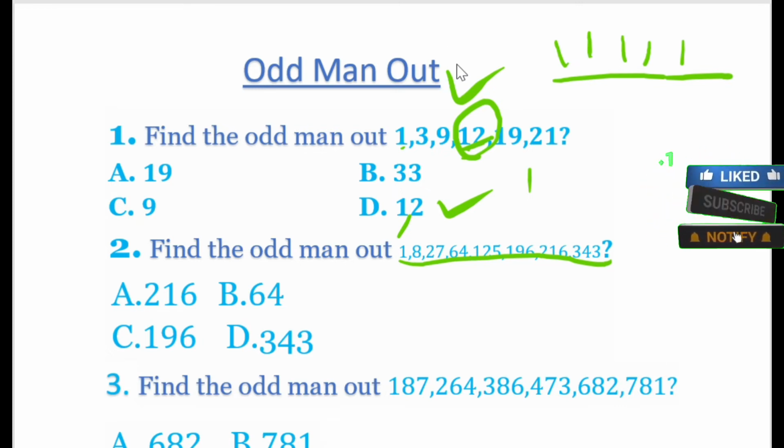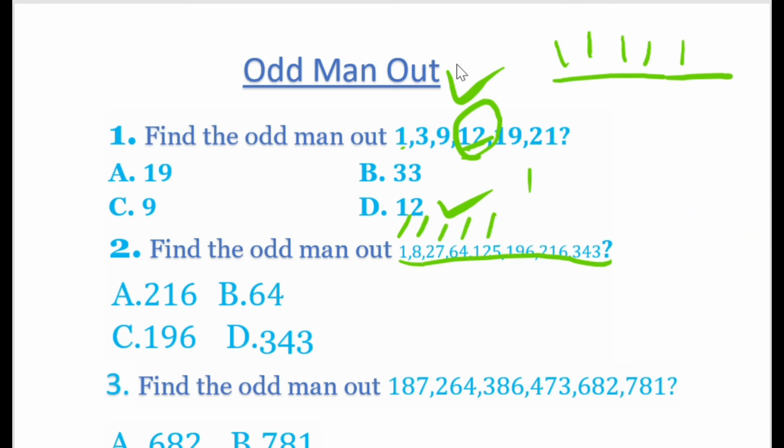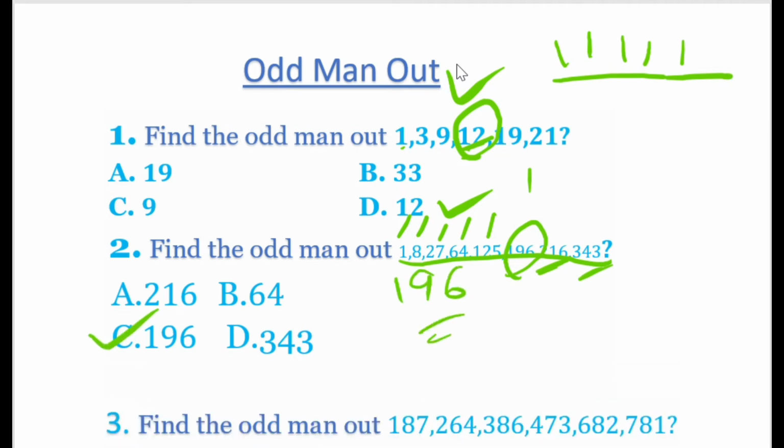This is 2 cube, this is 3 cube, 4 cube, 5 cube. 196 is not a cube, and 216 is 6 cube and 343 is 7 cube. So here the odd man out is 196. Why? Because 196 is not a perfect cube. They have given all the cube numbers except this 196. So this is exactly the odd man out.